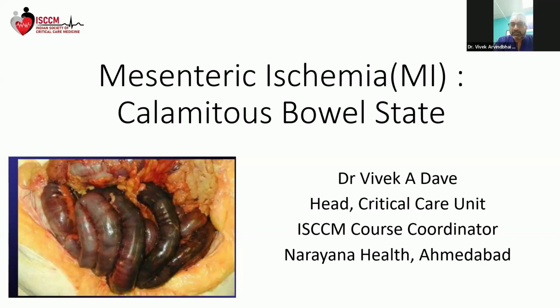So the topic is mesenteric ischemia. And you all know that mesenteric ischemia is also called MI. Acute mesenteric ischemia is AMI, just like acute myocardial infarction. Whenever there is a heart attack, we call it acute myocardial infarction. Similarly, when there is a bowel attack, we call it acute mesenteric ischemia. And it has been mentioned that it is a calamitous bowel state. So it is catastrophic, dangerous, and always challenging for the clinician. And you can see the picture in the first slide itself. It's quite life-threatening.